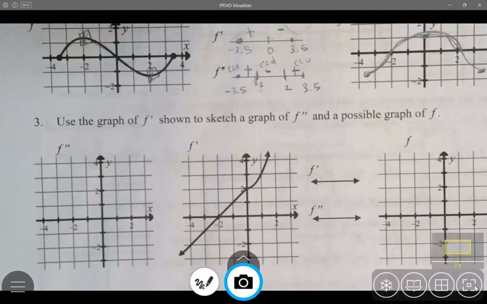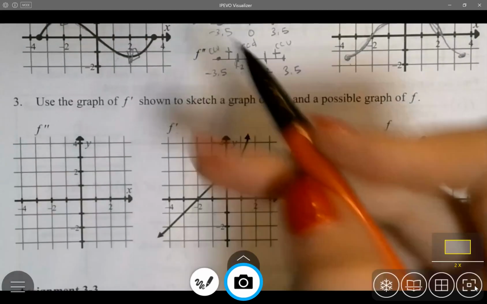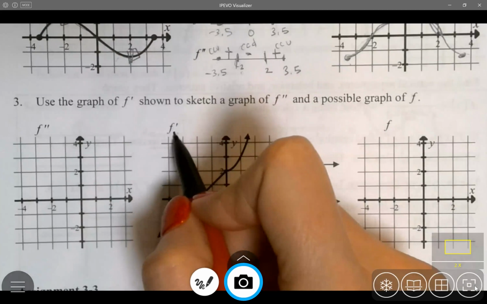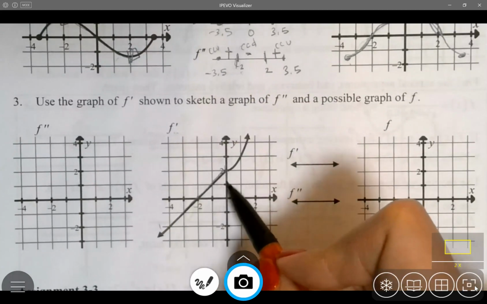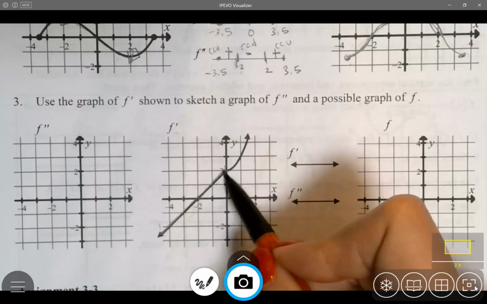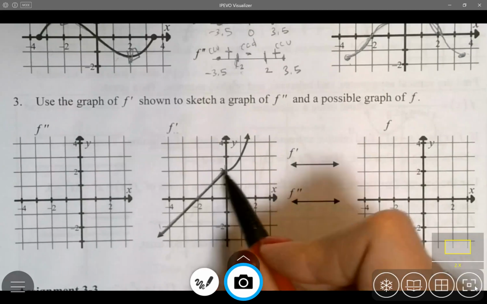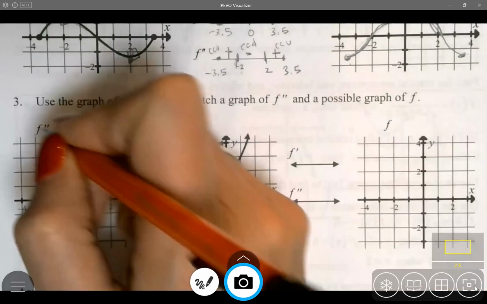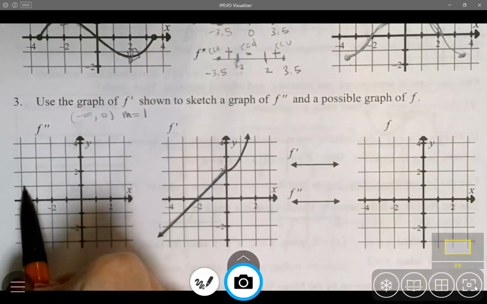So this time they start off by giving us the first derivative, but then we have to find the second derivative and f. So let's start by going from f prime to f double prime. I'm going to find the slope at specific points. I notice that this is a straight line. From -infinity until 0, there is a straight line, and I just need to find the slope of that straight line. Okay, so up 2 over 2, so the slope is 1. So anywhere between -infinity and 0, m is equal to 1. So that's just going to look like this.